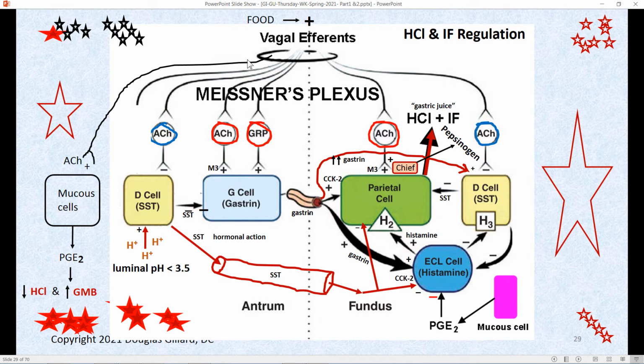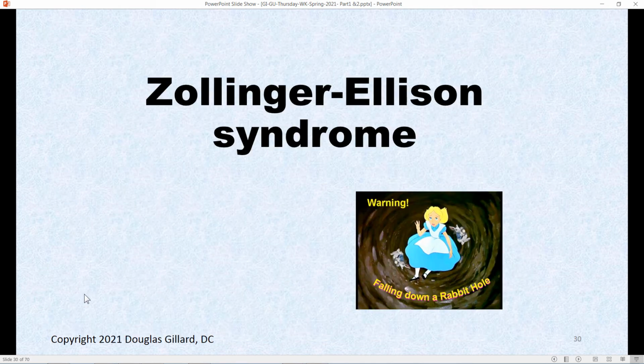And then we also said acetylcholine can bind to mucosal cells, and it causes the release of PGE2 at the basolateral surface, and that causes decreased hydrochloric acid and increased gastric mucosal barrier through mechanisms we've already talked about. All right, so know that stuff. All right, let's get into a disease here, Zollinger-Ellison syndrome, or ZE syndrome.